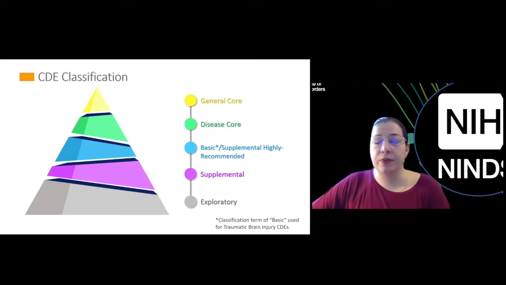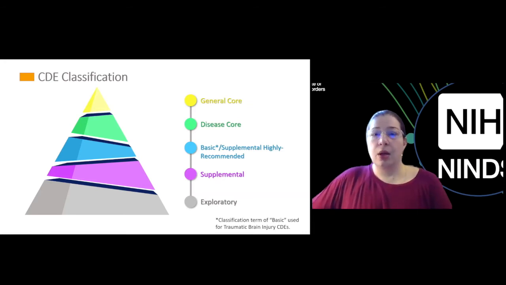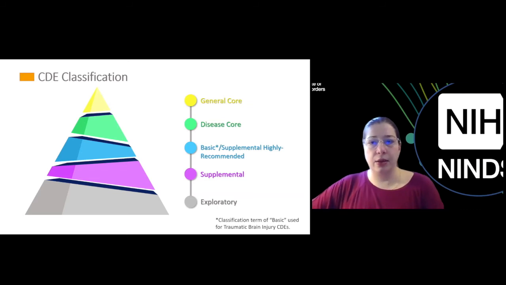As an example, if we're doing a stroke trial, we are going to tell you, okay, you're going to have to collect at a minimum a list of instruments, elements or data, because the subject matter experts determined that this is fundamental to collect if you're doing that type of study in stroke.